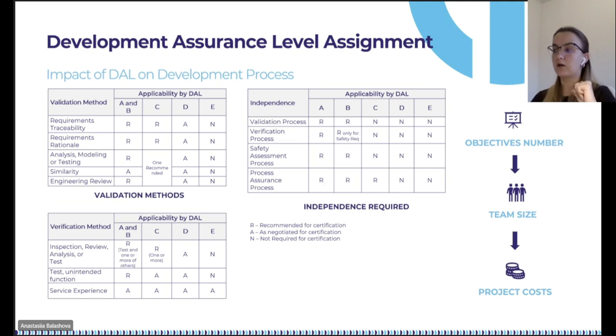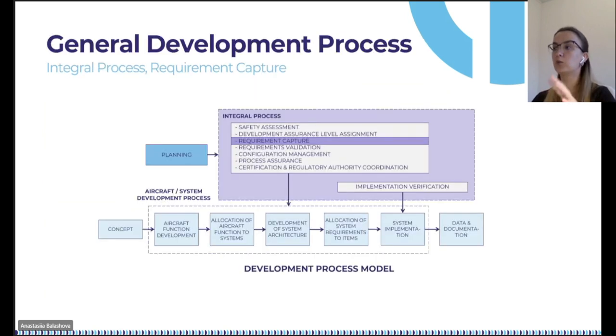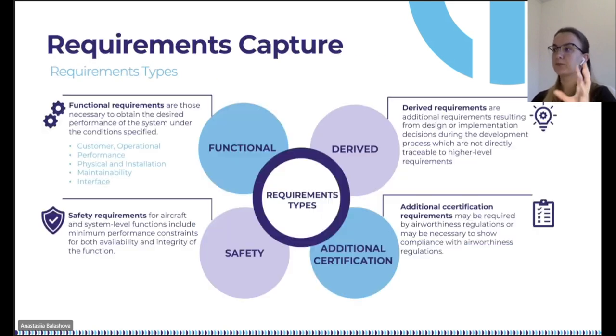This complication of the development process with increasing DAL leads to reducing the potential number of development errors, which is what we need for highly critical functions. So we are done with the design assignment and moving on. The next part is requirement capture.